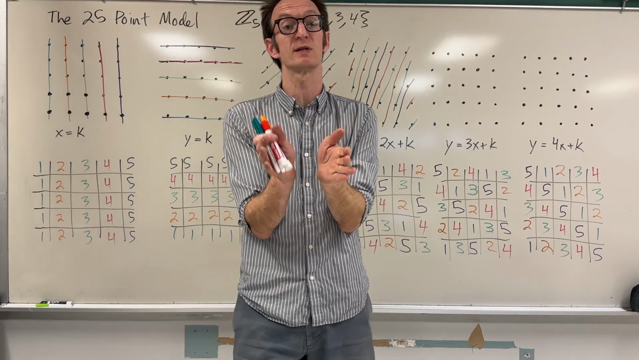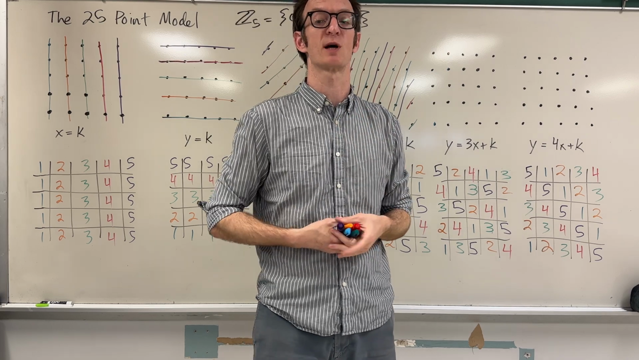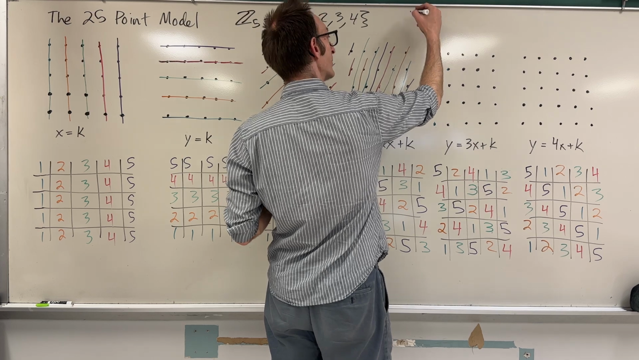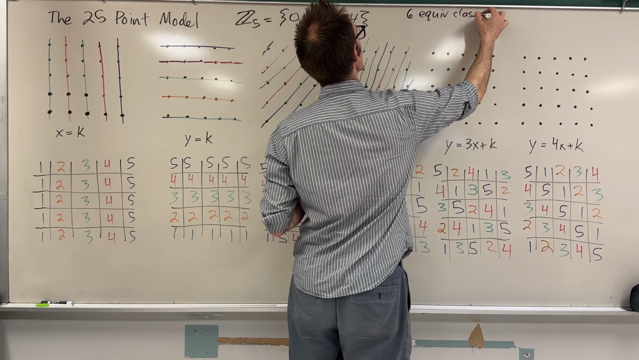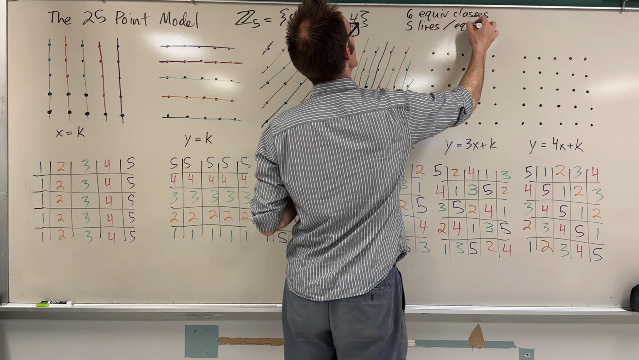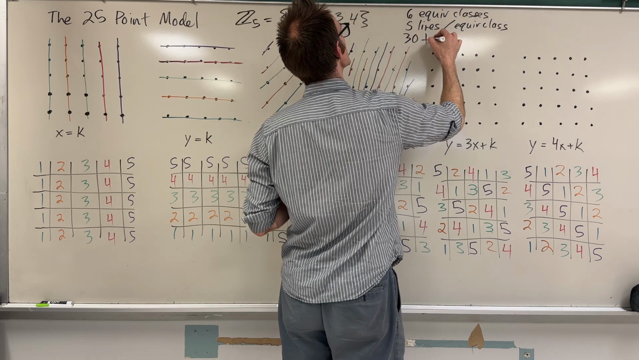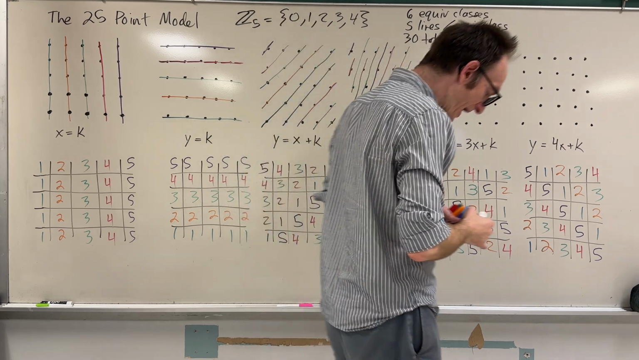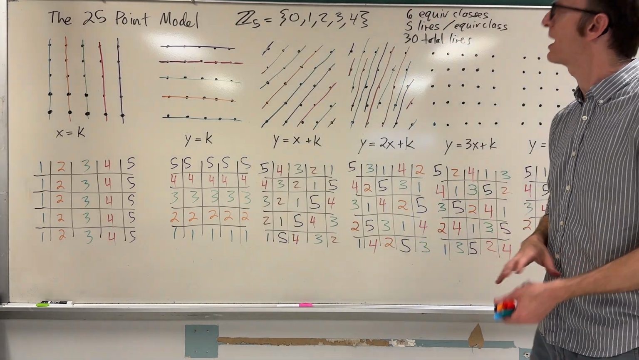And within each equivalence class, there are 5 lines with exactly 5 points on each line. And so, as we talked about one day before spring break, you have 6 equivalence classes of parallel lines. You have 5 lines per equivalence class, and so you have 30 total lines. Okay, and now you see the full complete geometry going on here.